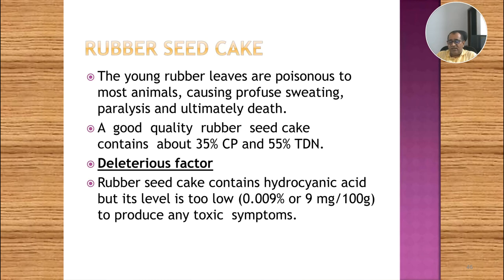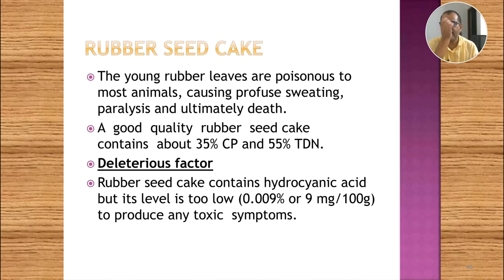Then rubber seed cake, young rubber seed are highly poisonous to most of the animals, causing profuse sweating, paralysis, and ultimately death. So these rubber leaves also contain cyanide, and they cause severe toxicity. Even though they contain more and more crude protein, they need to be very carefully added only in the scarcity season, not every season.